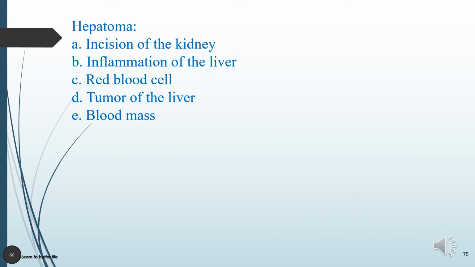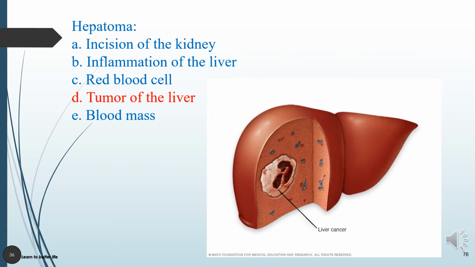Hepatoma means what? A. Incision of the kidney. B. Inflammation of the liver. C. Red blood cell. D. Tumor of the liver. E. Blood mass. Hepatoma means D. Tumor of the liver.